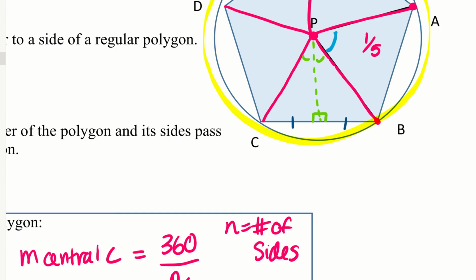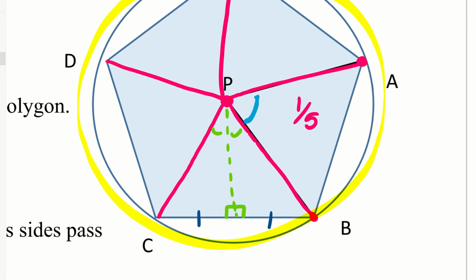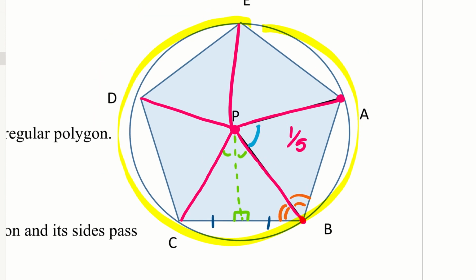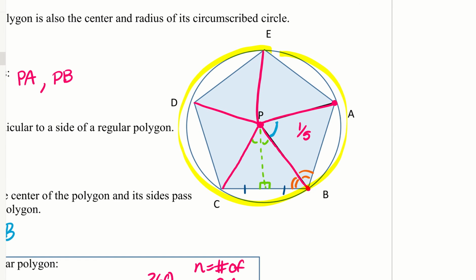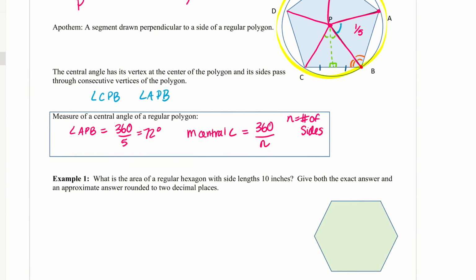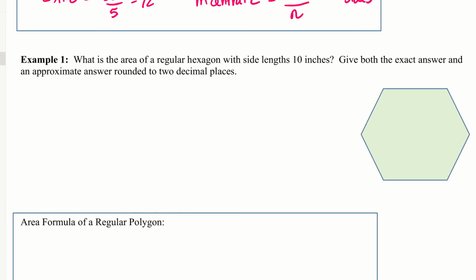All right, so we can find our central angle, and our apothem is going to cut that central angle exactly in half. It's also important to note that our radius that comes down towards our vertex is also going to bisect the vertex angle exactly in half. So there's a lot going on here. As we continue to go through a few examples, we'll get a little bit more comfortable with the terminology. But let's go ahead and attempt one of the area problems now that we know a few more of these pieces. Example 1 says, what is the area of a regular hexagon with side lengths 10 inches?